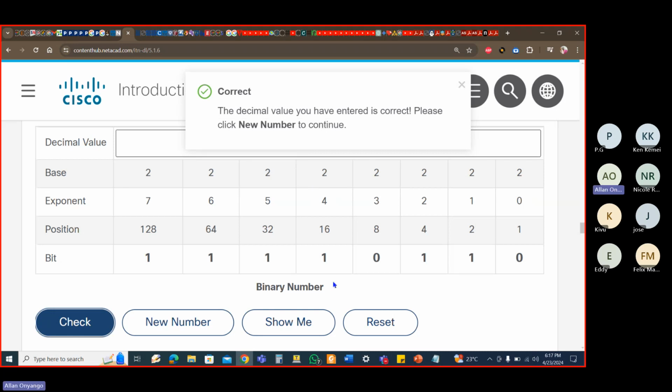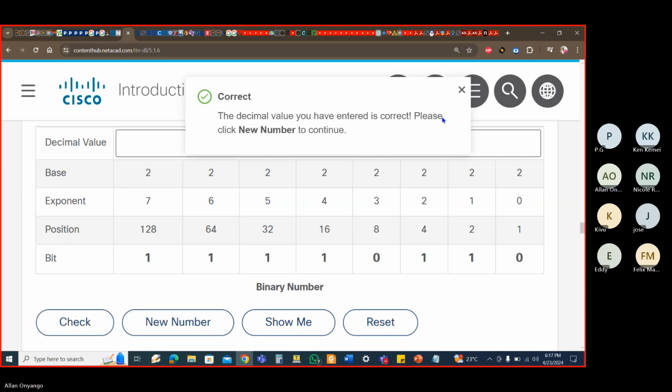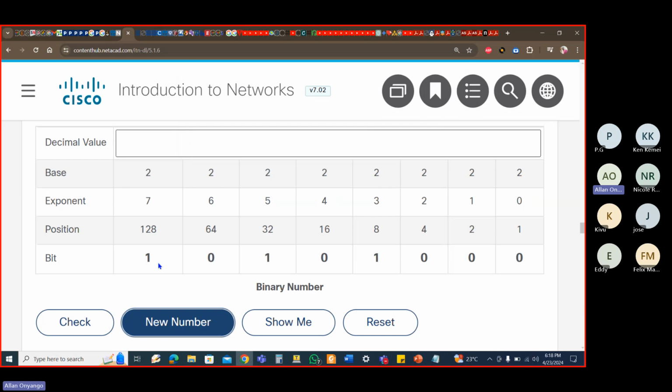Like I said, show me is for lazy people. I've never taught lazy people in my life, so do not even dare, okay? So we click new number, and we see they bring a new number here.